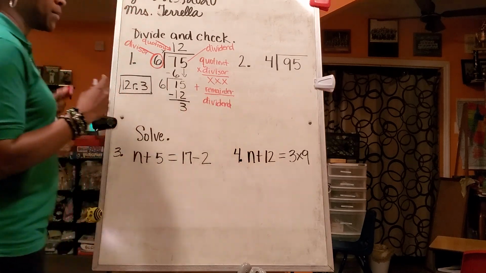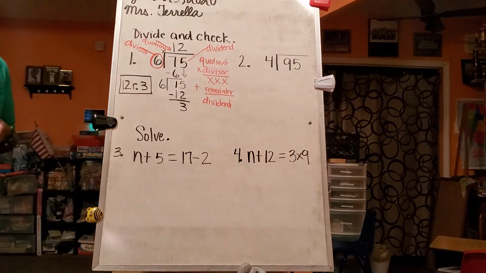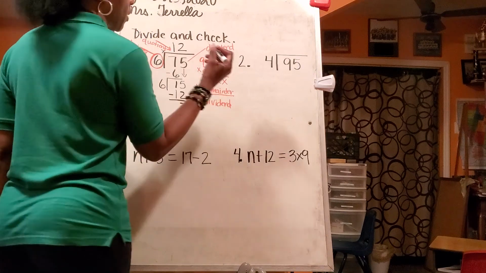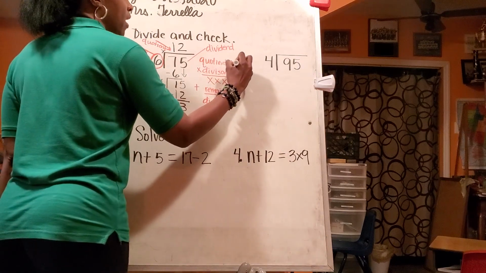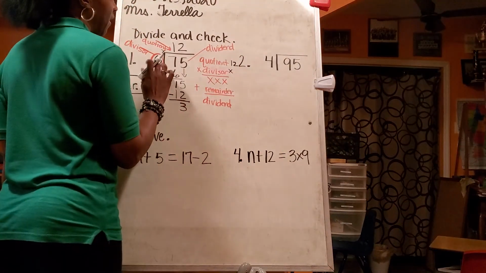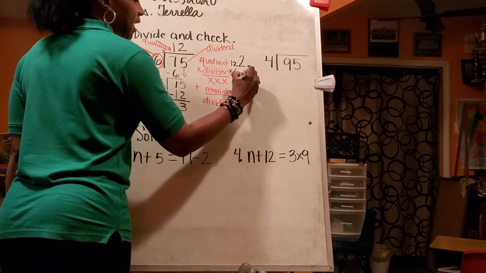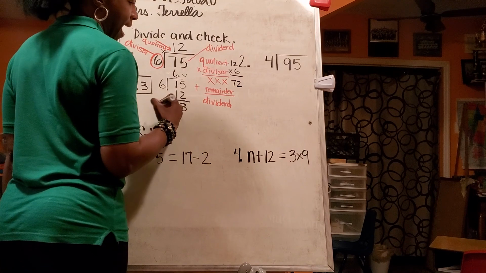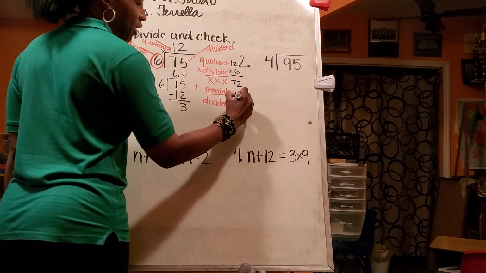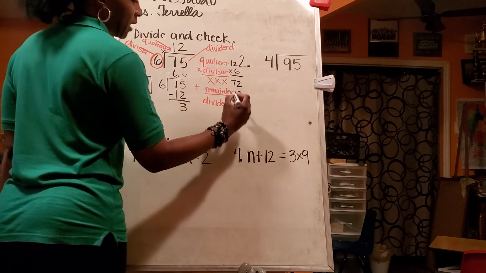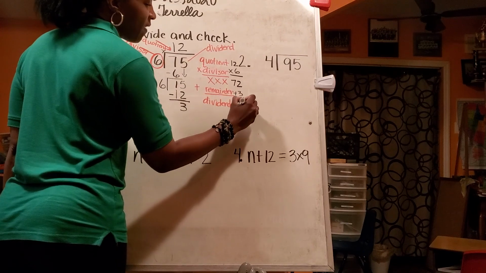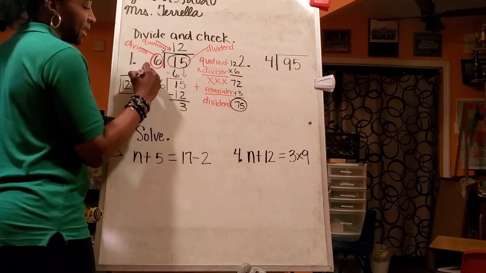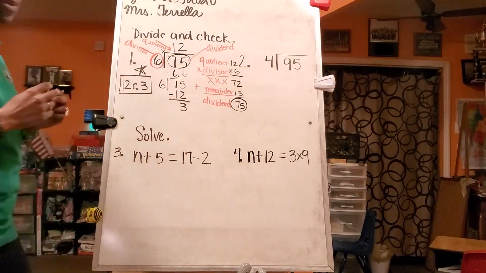Now, I know I didn't give us much space to work this out, so I'm going to have to squeeze it up there. So let's see. The quotient is 12, so we're going to multiply 12 by the divisor, which is 6. 12 times 6 is 72. And I'm going to add to it my remainder, which is 3. 72 plus 3 is 75. It matches my dividend. So that means that my answer is correct.